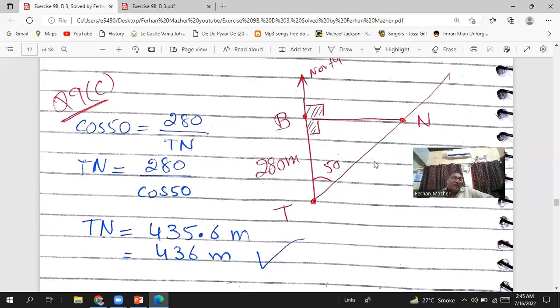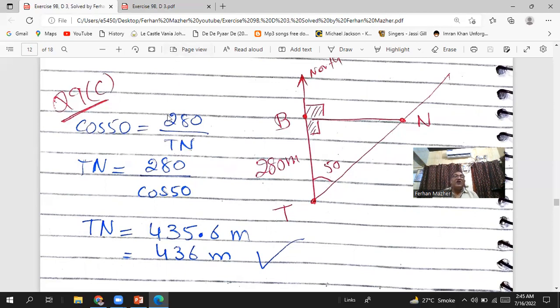I want to find out how much she has walked, the Tn value. It's a right angle, I know this angle, I know this is the base, and this is the hypotenuse. So I will use cos 50, that will be base by hypotenuse. So cos 50 will be equal to 280 divided by Tn. So Tn will be equal to 280 divided by cos 50. Just enter this value in the calculator. You will get 435.6 meters, which is approximately 436 meters.